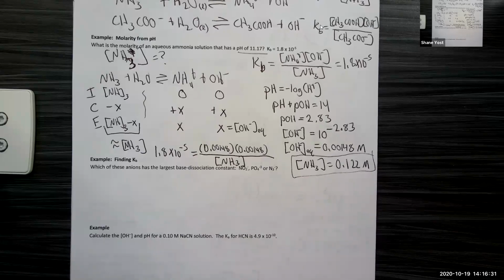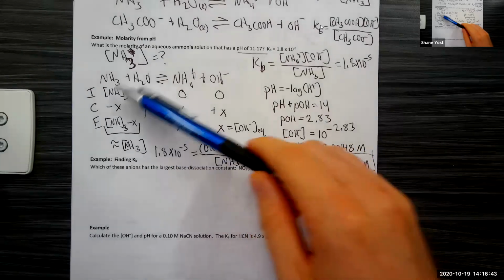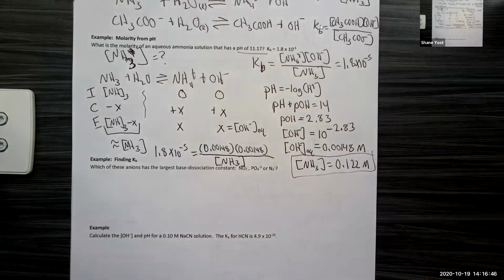The size of your equilibrium constant is much, much smaller than the concentrations you're dealing with, so you're going to be fine making this approximation that the change is insignificant compared to the initial concentration of your reactant. So, questions about this example? All right.